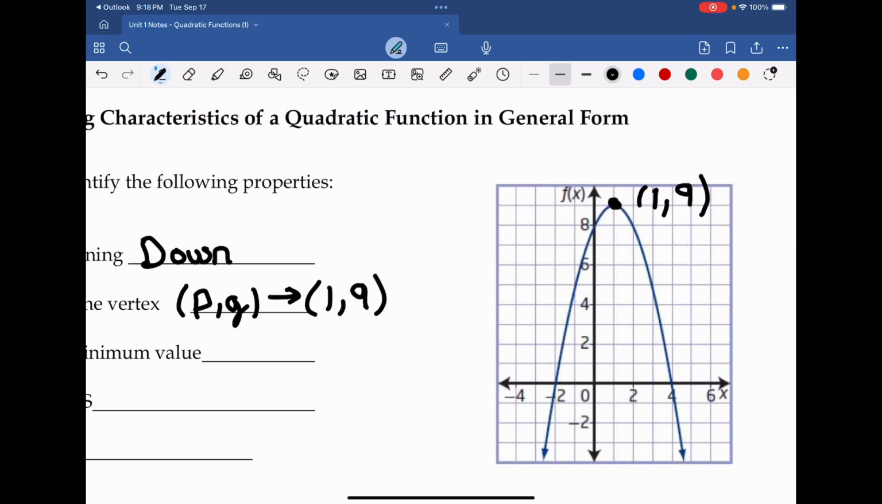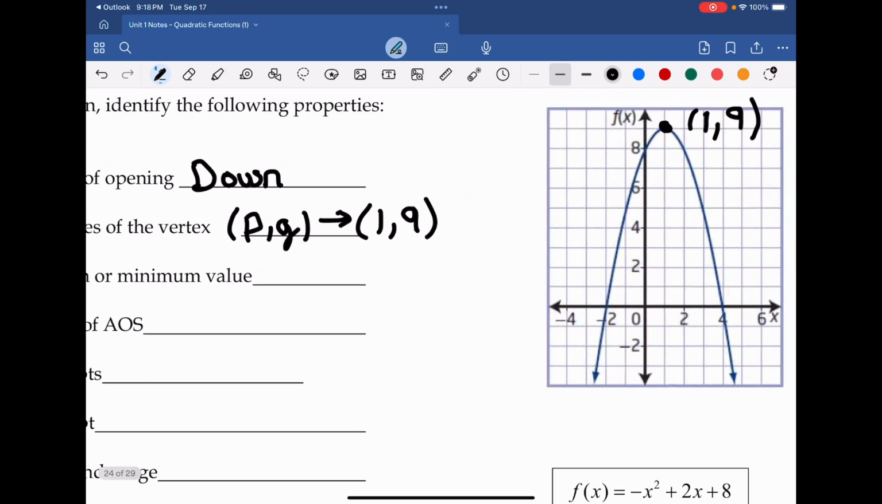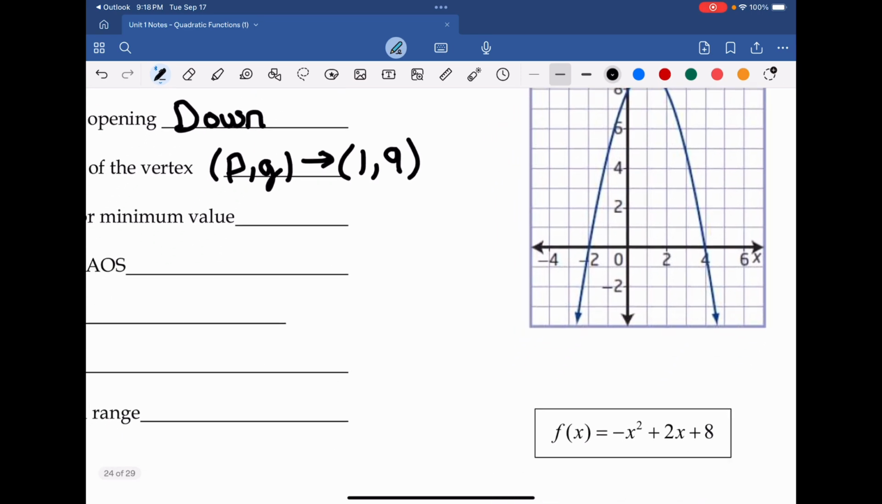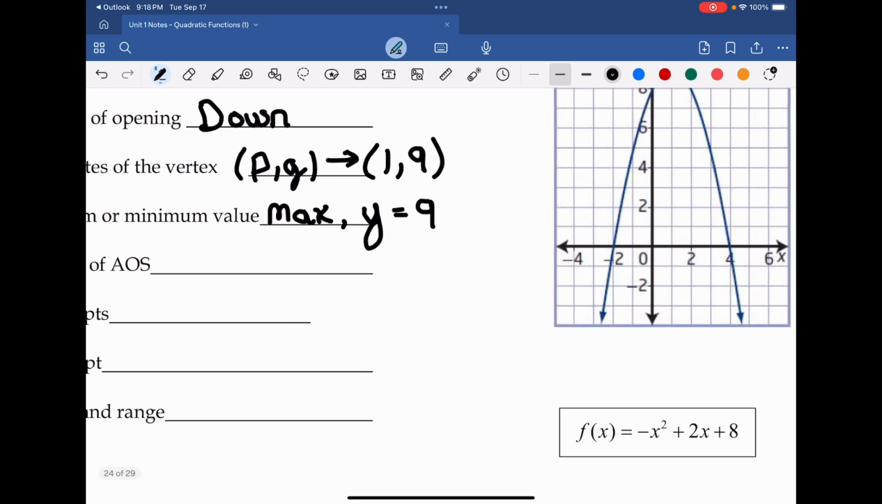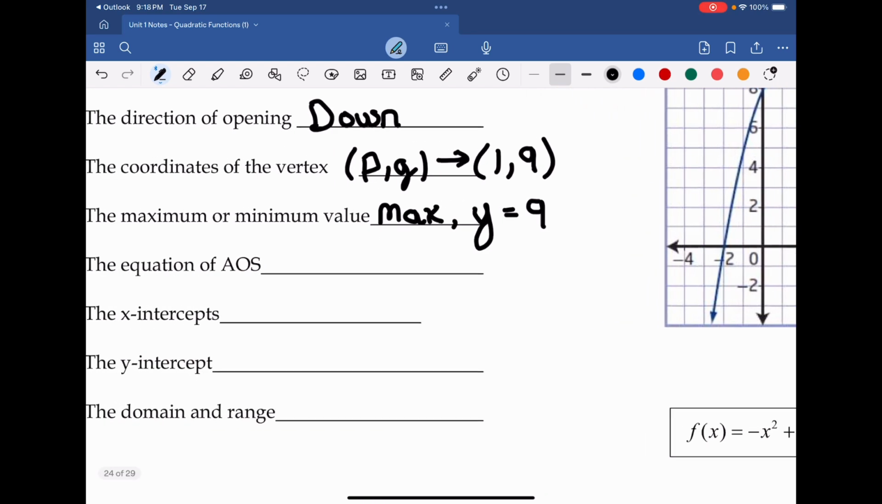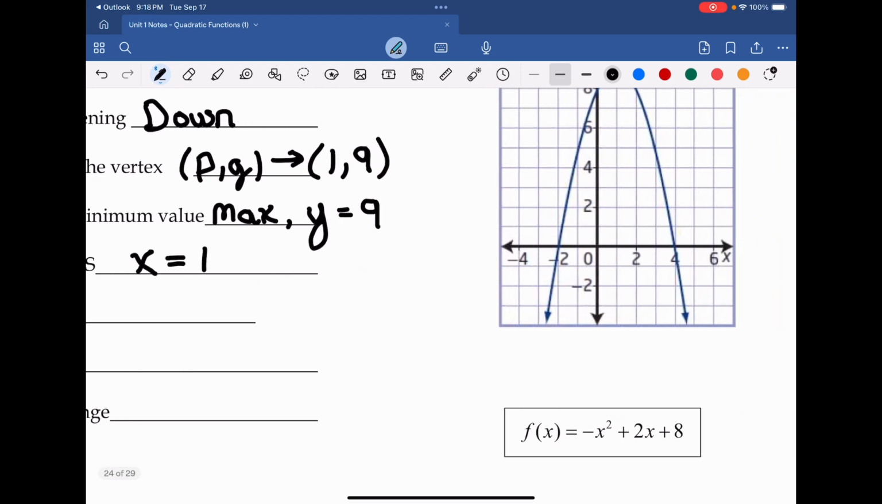There we go. Do we have a minimum or a maximum value? Well, we clearly have a highest point, so we call this a maximum value. And it's a maximum value where y is equal to 9. Remember, it's always the q value of our vertex. The equation of the axis of symmetry. Well, the equation of the axis of symmetry is simply the x value at the vertex, which in this case, it is symmetric about x equals 1.